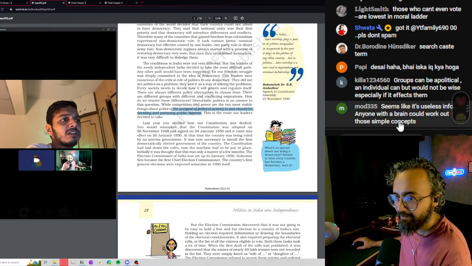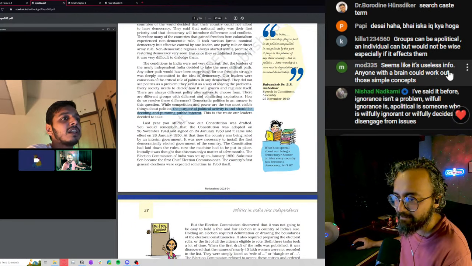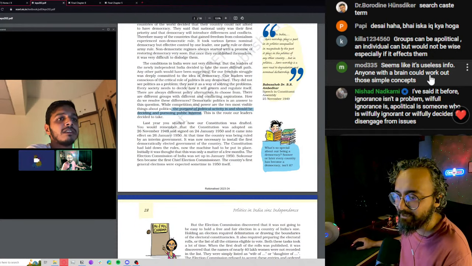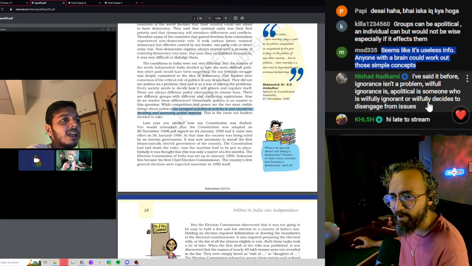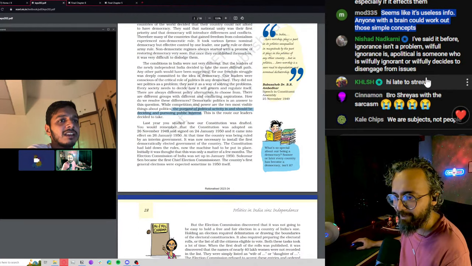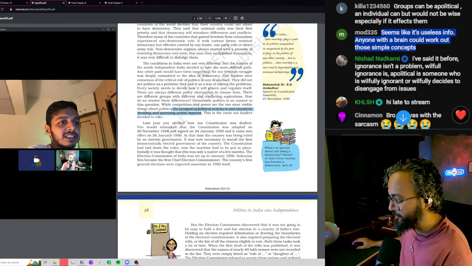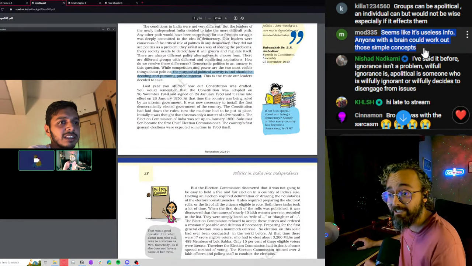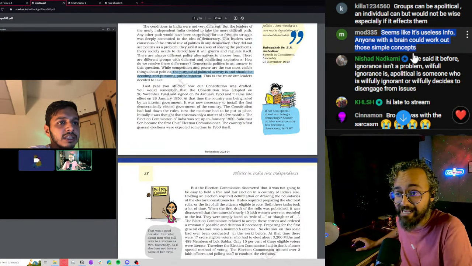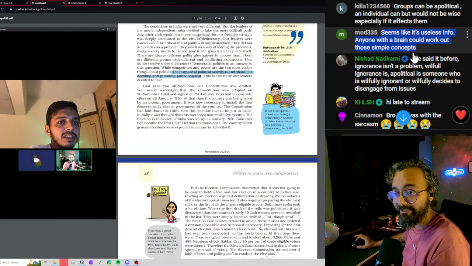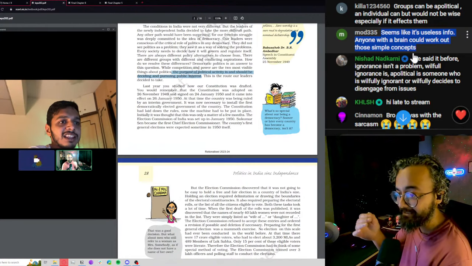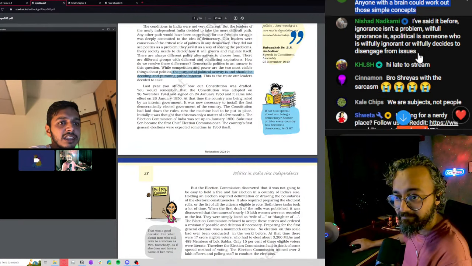Absolutely. Mod 335 is saying it seems like useless information, anyone with a brain could work out these simple concepts. Really, mod 335? You think anyone with a brain can work out these simple concepts? Sure, man. You would be very shocked if you ever got access to my DMs, the kind of questions I get. It's sad sometimes.